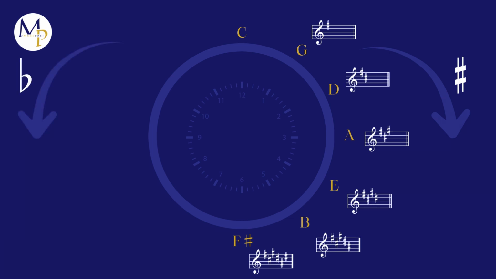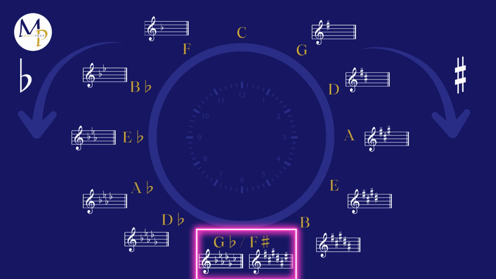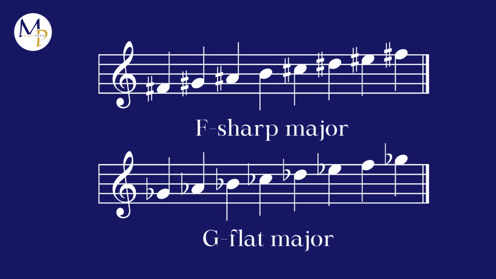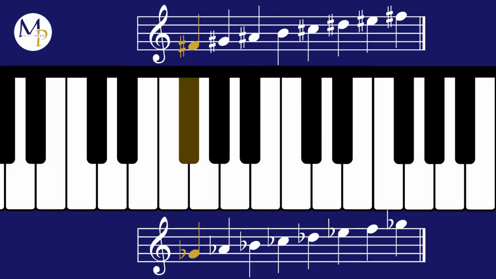Moving counterclockwise, we place the flat keys F major, B flat major, E flat major, A flat major, D flat major, and G flat major. You can see that F sharp major and G flat major overlap at 6 o'clock. If you compare these two scales on the piano, you'll notice that they use exactly the same keys. F sharp and G flat, G sharp and A flat, A sharp and B flat, and so on.